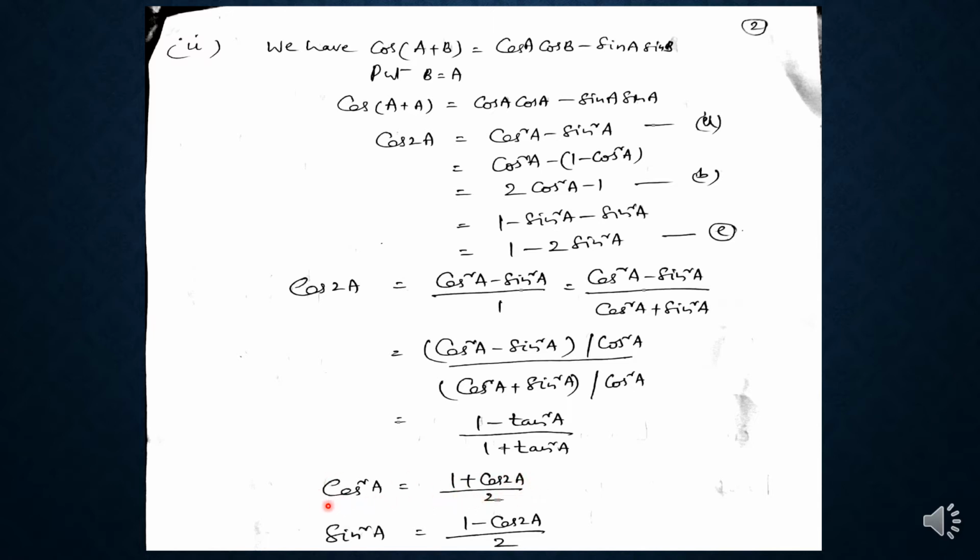This is a very important formula. We will use it in most of the problems. Cos square A can be written as 1 plus cos 2A by 2.